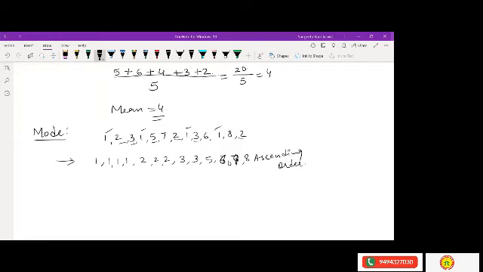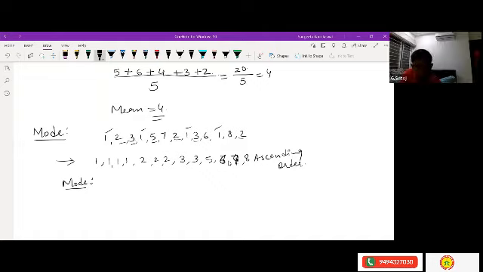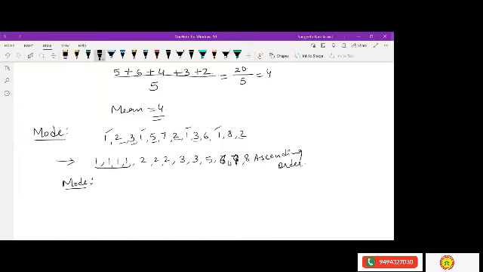Now, how do we find the mode? Everyone please look and listen carefully. Which number has the maximum occurrence? Ma'am, 1. Yes, 1 is repeating 4 times here. So 1 has maximum occurrence, which means my mode is 1. The number which has maximum occurrence is called the mode.